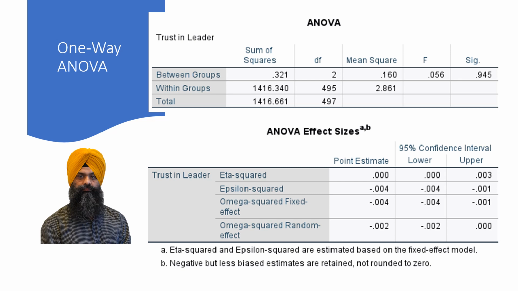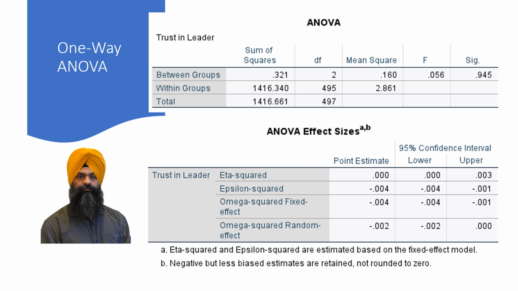To perform a one-way analysis of variance, ANOVA, we need a categorical variable with at least three groups. In the dataset, trust in leader has two variables and education seems to be a categorical variable with three groups. The null hypothesis states that there is no significant difference in mean trust in leader scores among the groups. On the other hand, the alternative hypothesis states that there is a significant difference in mean trust in leader score among the groups.